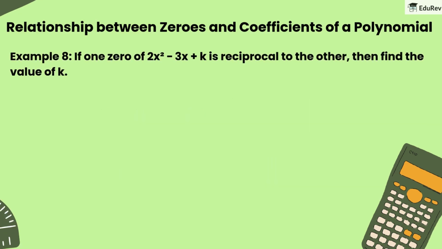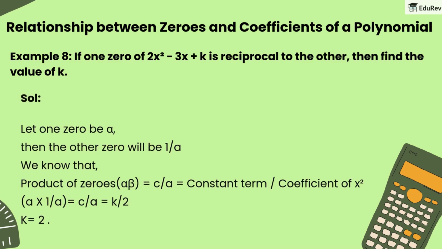Here is the relationship between zeros and coefficients of a polynomial. The given quadratic equation is 2x square minus 3x plus k. If one zero of the equation is reciprocal to the other, then let one zero be alpha and the other zero will be 1 by alpha. We know that the product of zeros alpha beta equals c divided by a, which is the constant term divided by the coefficient of x square. This gives the equation alpha into 1 by alpha equals c divided by a equals k by 2. Solving for k, we get k equals 2.